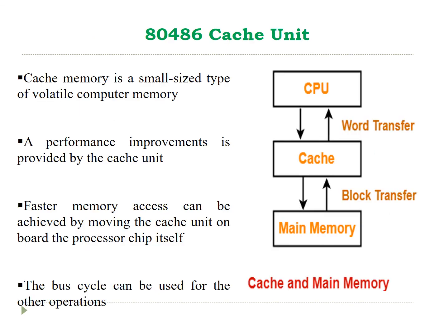Next one is cache memory unit. Cache memory is a small sized volatile memory. Faster memory access can be achieved by moving the cache memory unit on board the processor chip. The internal cache introduced by the Intel 486 processor provides the additional benefit of limiting the number of memory accesses. The processor only has to access slow external memory when it experiences an internal cache miss.